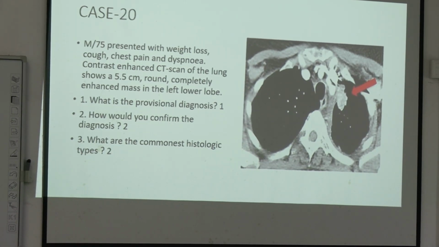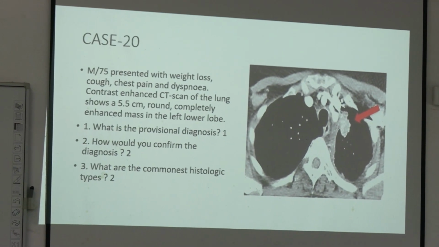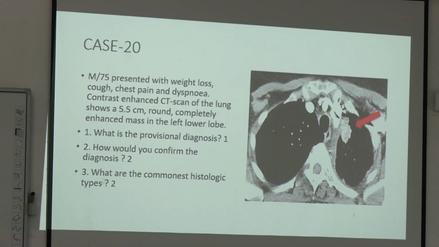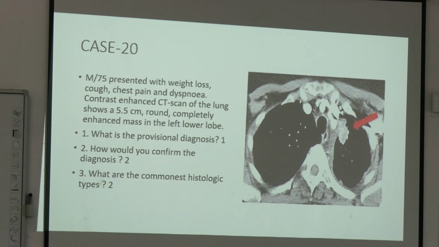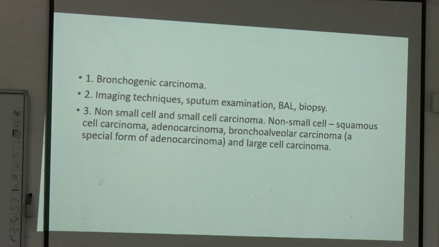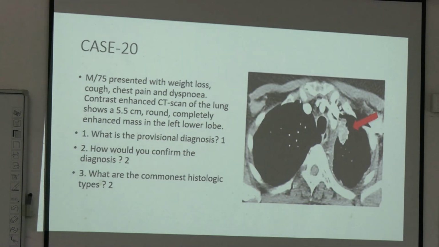Male 75 presented with weight loss, cough, chest pain and dyspnea. Contrast enhanced CT scan: 5.5 centimeter round, completely enhanced mass in the left lobe. So what is the diagnosis? Tuberculosis? Who said tuberculosis? Tuberculosis is already done. What is your diagnosis? Bronchogenic carcinoma. How do you confirm the diagnosis? I have taken the class, I am not explaining again, there is a lot.